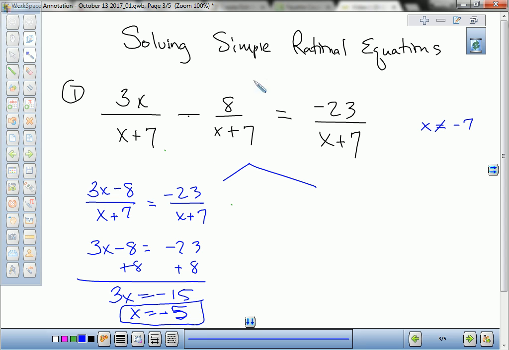Now, we could actually work this same problem by clearing the denominators, which is very helpful when our problems get a little more complex. So to clear denominators, our rule is to multiply through by the common denominator. When we only have one denominator, that's it. That's the common one.